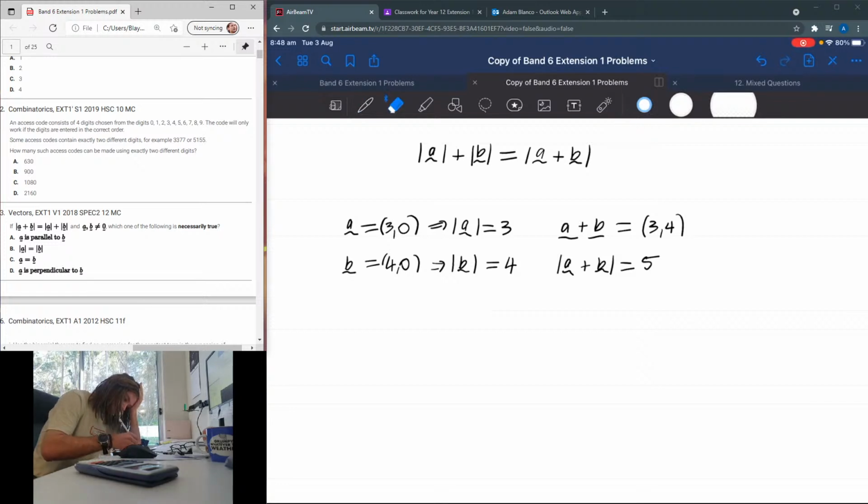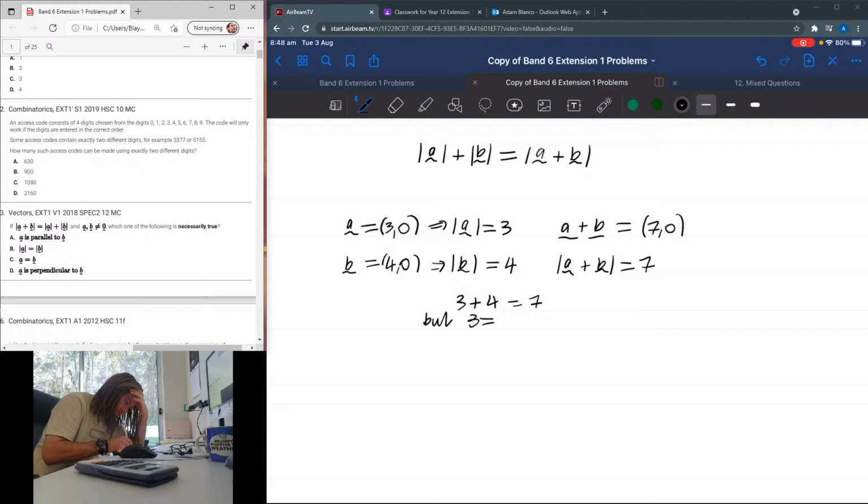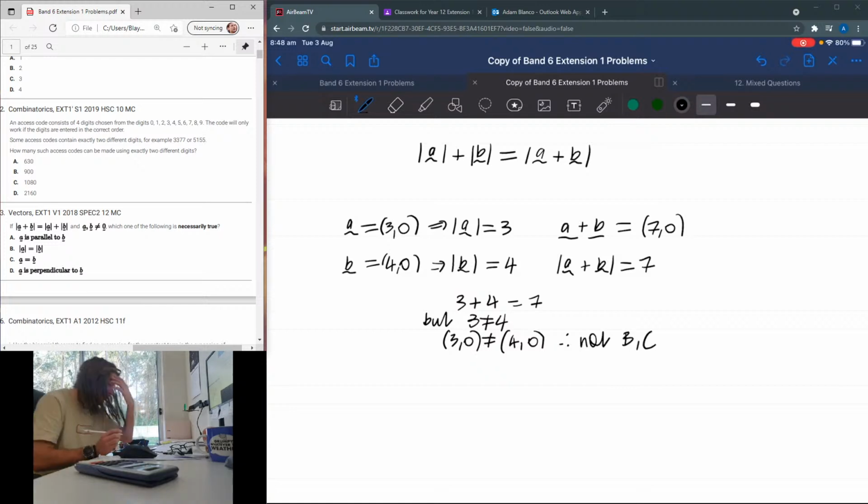Which is going to be, A plus B is (7, 0). So that's going to be 7. Okay. Yeah, okay. No, I've done it. Use the vectors. So that's 3 plus 4 does equal 7, but 3 does not equal 4, and also (3, 0) does not equal (4, 0). So therefore, not B or C. Okay. I see your argument, and I like it.